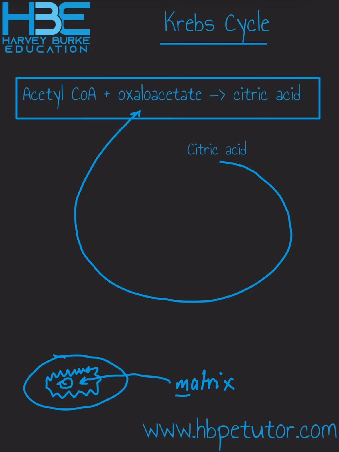Then you'd want to explain what's going on. So acetyl-CoA from the first stage, aerobic glycolysis, enters the matrix of the mitochondria and it binds with oxaloacetate. So acetyl-CoA is 2 carbons long. It binds with oxaloacetate, which is 4 carbons long, and that creates this molecule here called citric acid, which is 6 carbons long. Not that you need to know the carbons, just so you can visualize what's happening now.